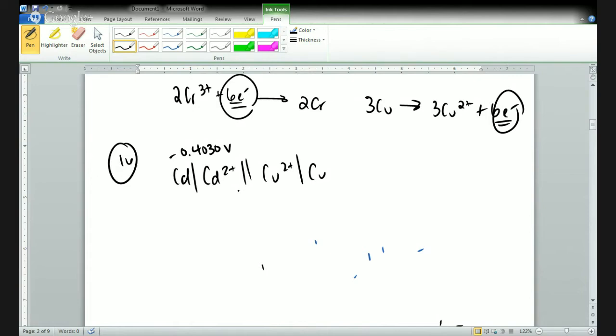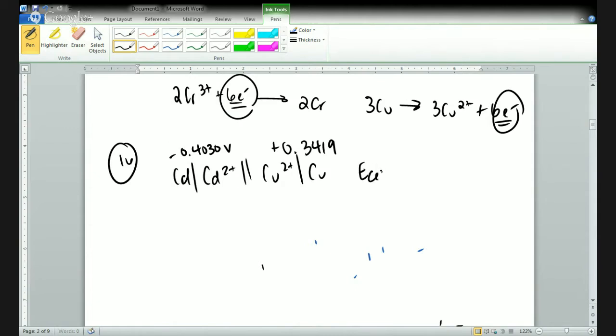So I'm going to look at my copper 2+ to solid copper. And from your reduction potentials chart, that number is, and you'll have to excuse me, this may not be exactly perfect because I took a terrible picture, so I think this is what the numbers are, but it's going to be close enough, 0.3419. So that's going to be my oxidation. That's going to be my reduction.